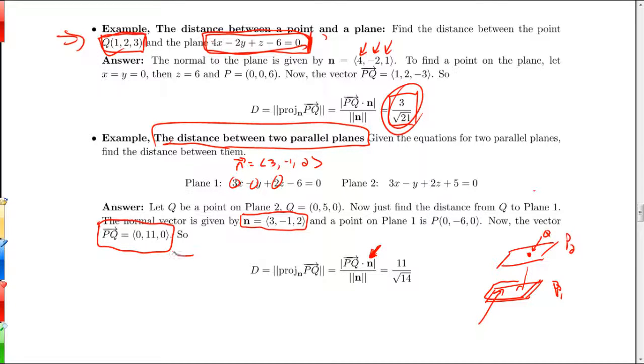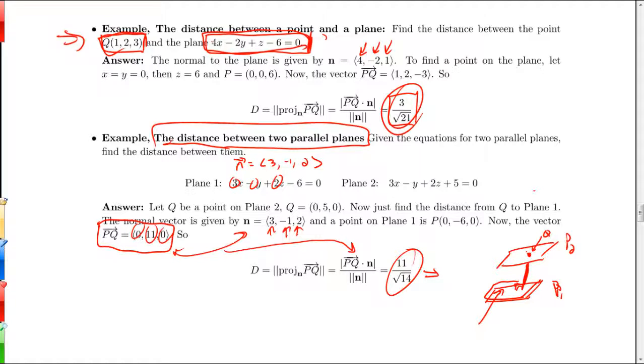There's N. So this numerator is just PQ dotted with N. That's going to be 0 minus 11 plus 0, so it's -11, but you're taking the absolute value, over the size of N, which is 9 plus 1 plus 4, square root of 14. So this distance, 11 over the square root of 14, is the distance between two parallel planes, right?